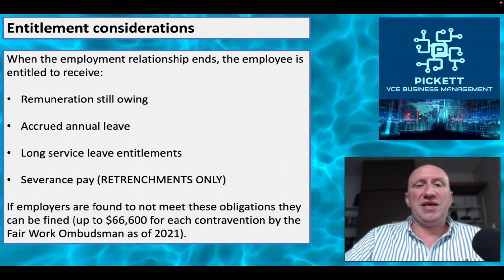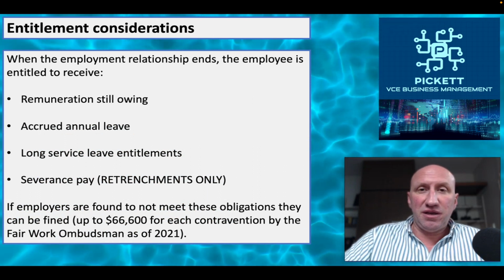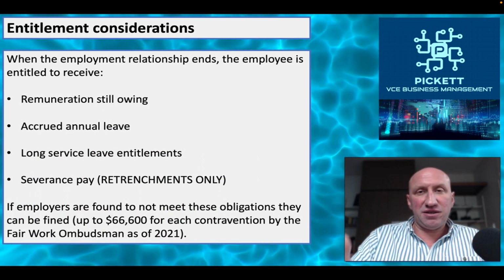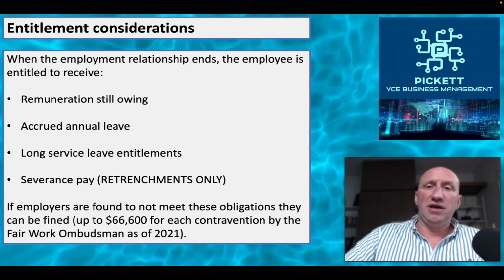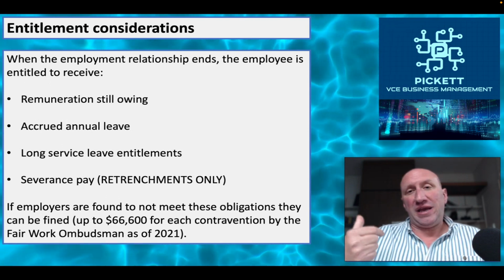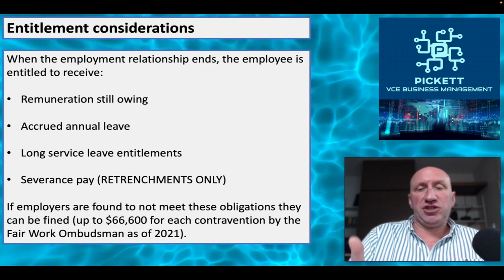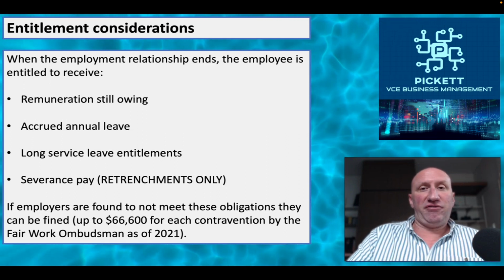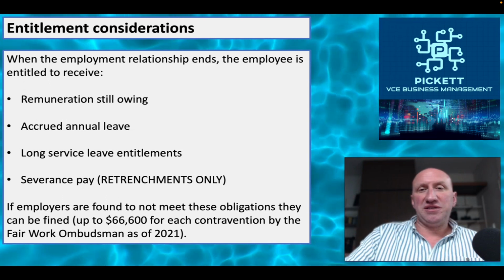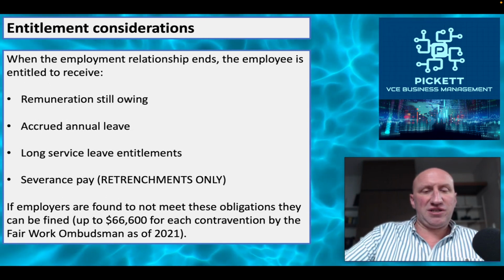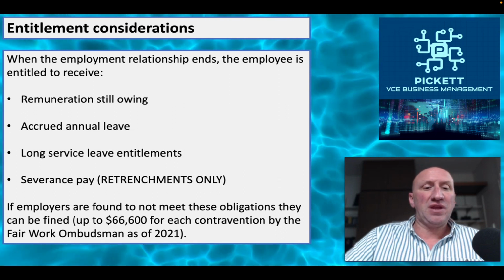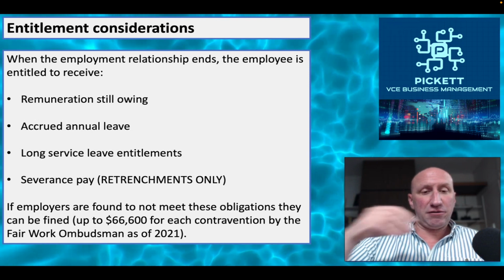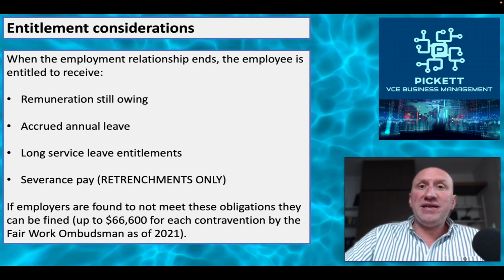Okay, so when the employment relationship ends, the employee is entitled to receive certain things. Hence entitlement considerations. So the first thing they are entitled to is any remuneration still owing. So any pay owing, okay? Any accrued annual leave would be paid out as well. So that would be converted into dollars and you would receive that on top of any pay you're still owed. Any long service leave entitlements, again, would be converted and paid out to you. And then any severance payments.